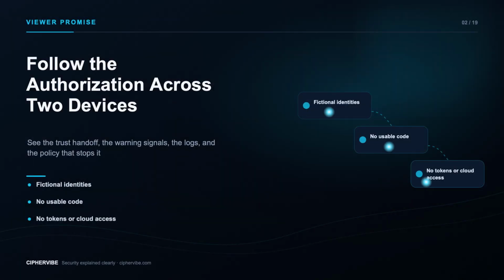In this CipherVibe lesson, we will trace a harmless local simulation across a requesting device and an approving device. We will identify the social engineering clues, correlate synthetic sign-in events, revoke the simulated session, and replay the flow through a restrictive policy. Nothing connects to a real provider.